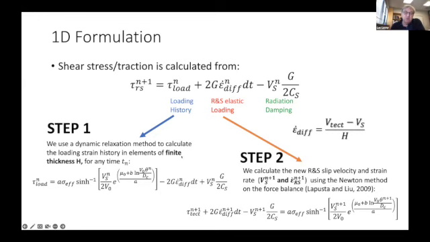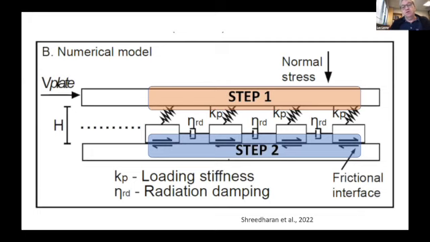So there's two steps. Step one, we calculate the loading, and this is done with the dynamic relaxation method. Step two is to adjust the velocity to respond to this loading, and to readjust the strain rate between the upper plate and the frictional interface, if you want. So here we have the numerical model. I just repeat that. We have normal stress. Step one is loading these springs, and step two is to adjust the frictional interface and the radiation damping to respond to this loading.